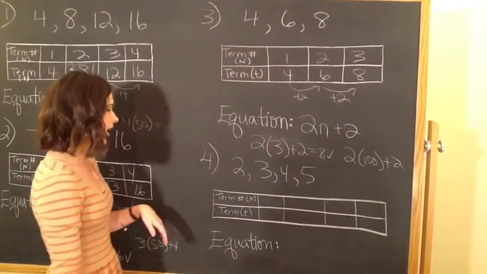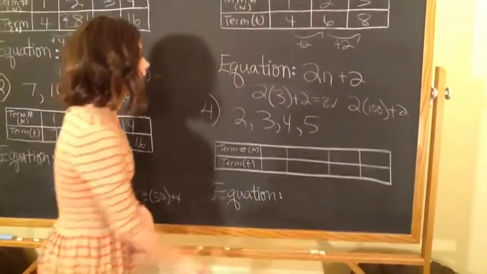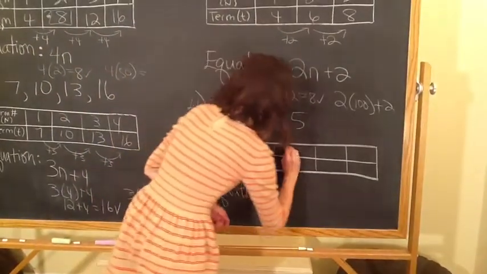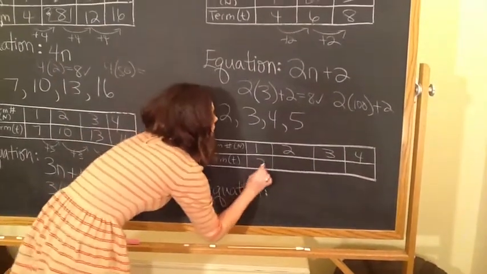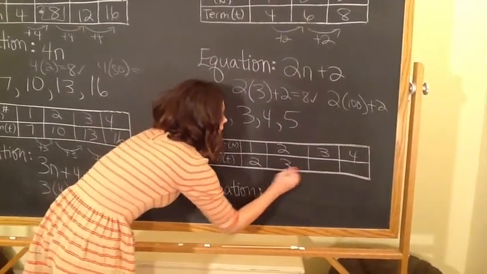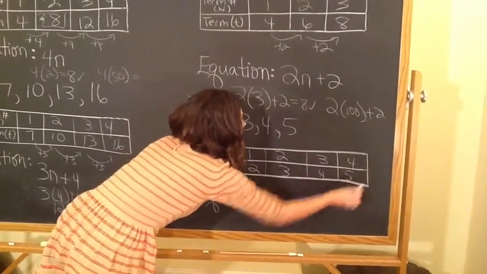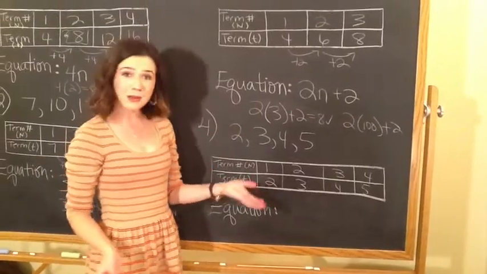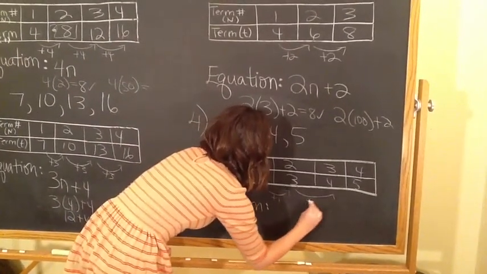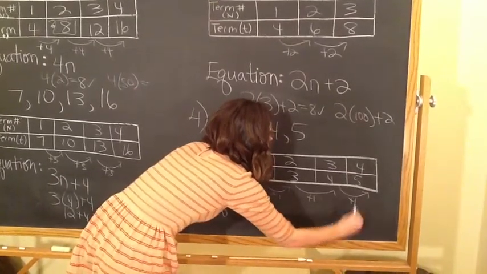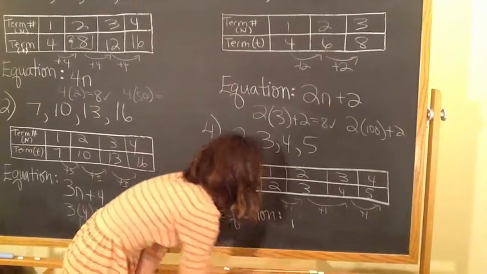Alright, so let's go ahead and find the equation for this last example. So we have 4 terms in the sequence, 1, 2, 3, 4. And our first term is 2, our second term is 3, our third term is 4, and our fourth term is 5. So if you realize, we are counting up by 1 every time. So we're doing plus 1, plus 1, plus 1. So we're adding 1 every time. So now we're going to be multiplying by 1.